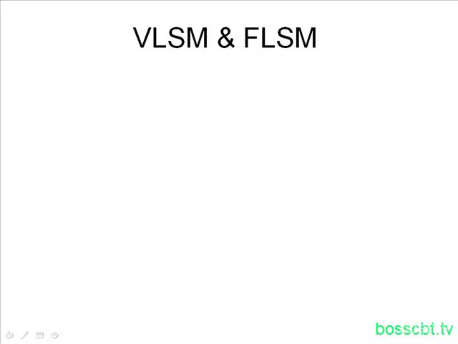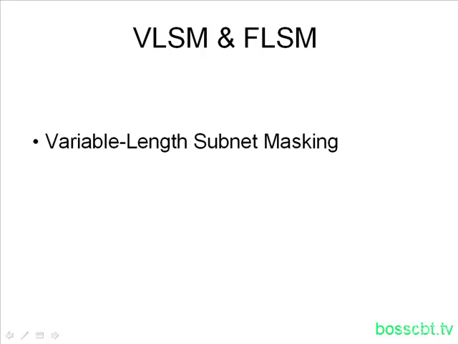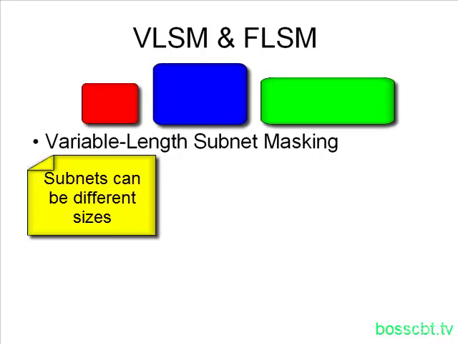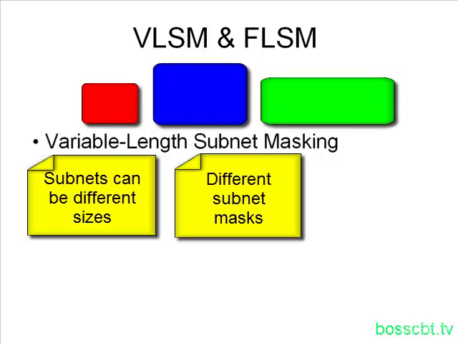The first way, VLSM, which stands for Variable Length Subnet Masking, is when you have your network and when you create your subnets, the subnets can be different sizes. They don't have to be the same. That means each subnet you create will have a different subnet mask. They will have a different number of hosts in each subnet as well.